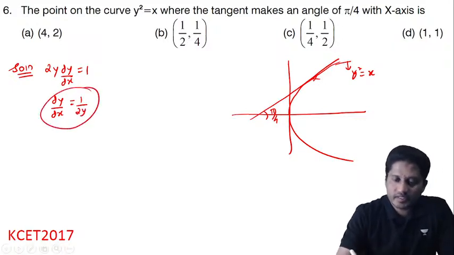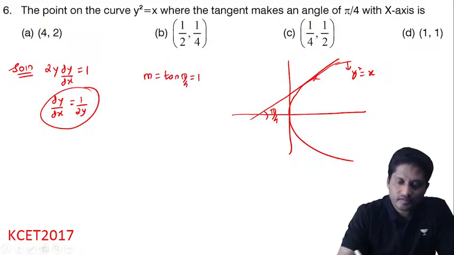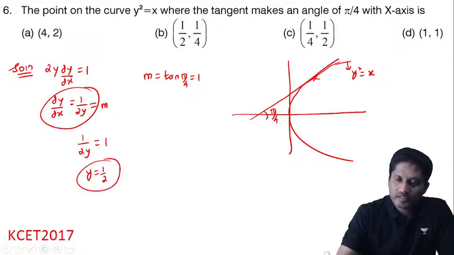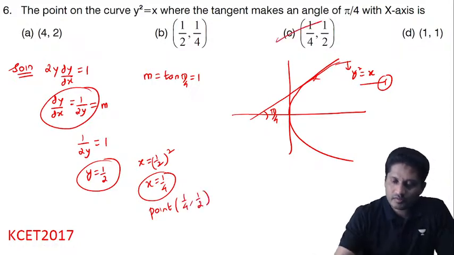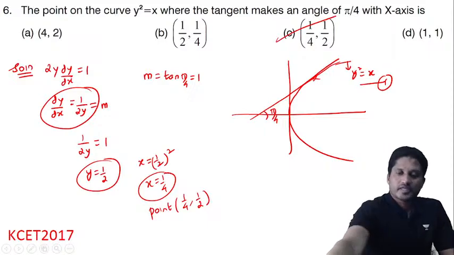Now according to the question, it makes an angle pi by 4 with the x axis. Slope m is equal to tan 45, equal to 1. So this is also 1. If I equate the two values, 1 by 2y is equal to 1, right? From this you get y is equal to half. If I substitute in equation 1, x is equal to 1 by 2 the whole square, which is equal to 1 by 4. The point will be 1 by 4 comma 1 by 2. Answer is option C. Let's move to the next question.